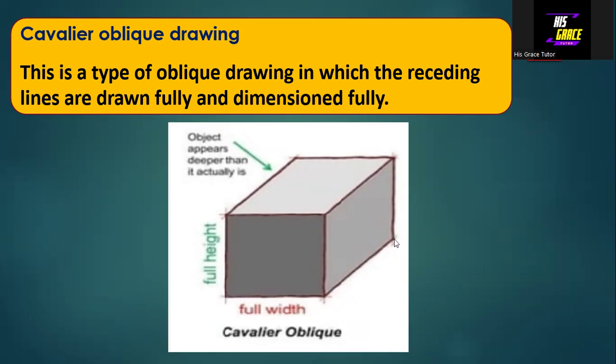If it is 40 millimeters, you make it 40 millimeters. If it is 50 millimeters, you make it 50 millimeters. If it is more than that, you make it as you are given in the drawing. So the receding lines that we have here are to be drawn fully. As simple as that. So then let's look at the next slide.